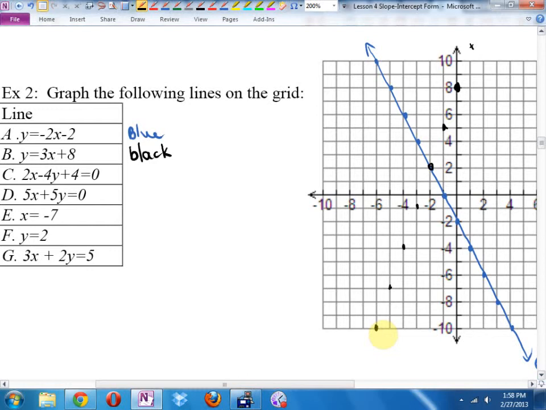It's going to look like that. That's line B. Hey, what do you notice about those two lines? They cross. See it? Where do they cross? What, comma, what?